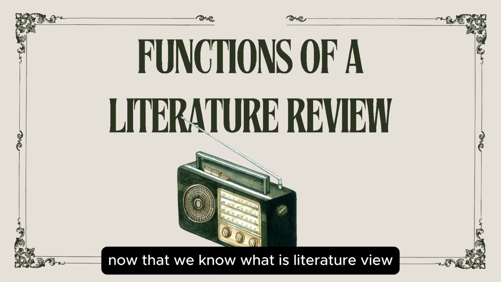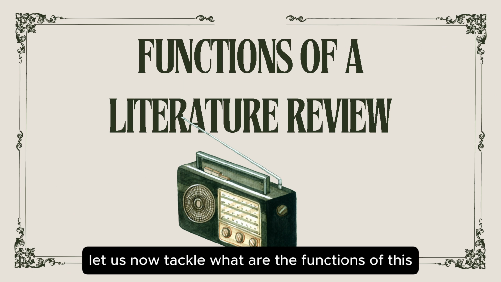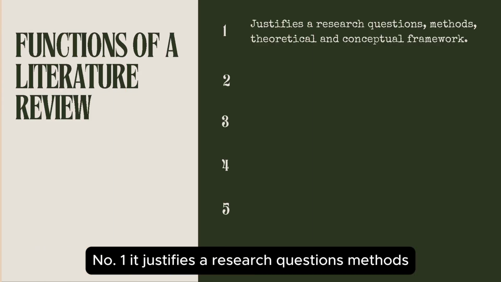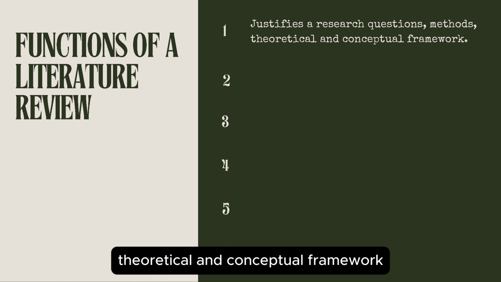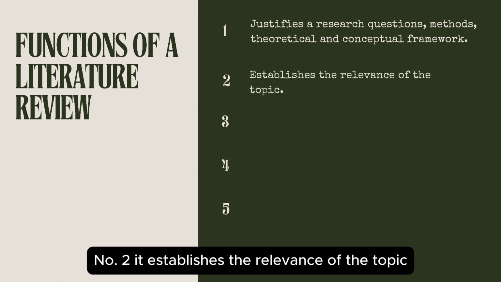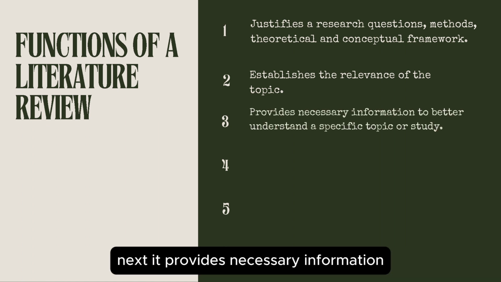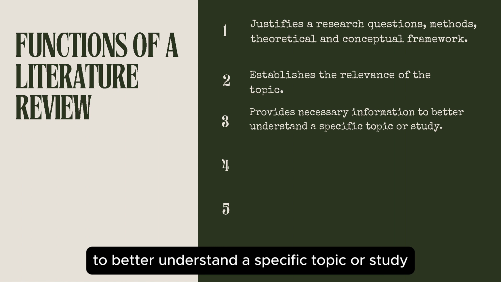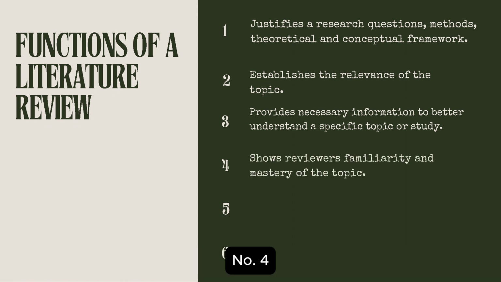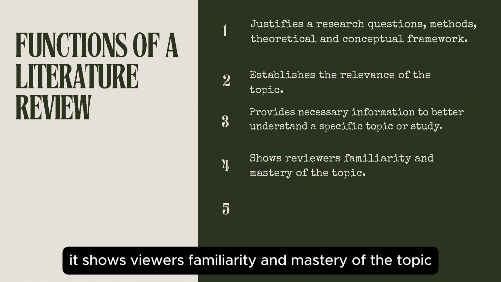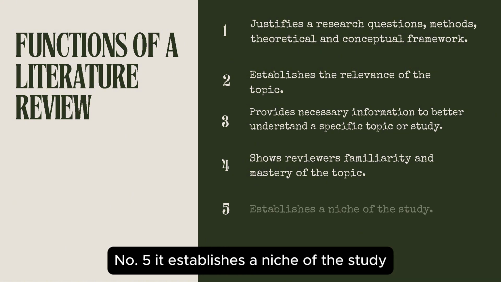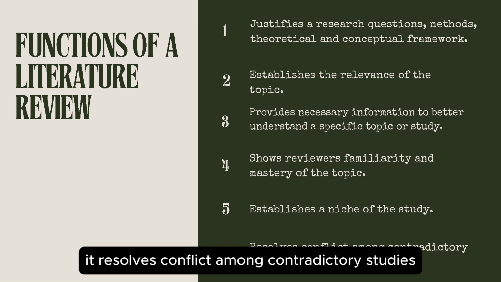Now that we know what a literature review is, let us tackle its functions. Number 1, it justifies a research question, methods, and theoretical and conceptual framework. Number 2, it establishes the relevance of the topic. Number 3, it provides necessary information to better understand a specific topic or study. Number 4, it shows the reviewer's familiarity and mastery of the topic. Number 5, it establishes a niche of the study. And lastly, it resolves conflict among contradictory studies.